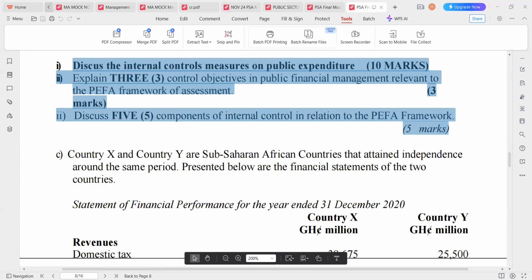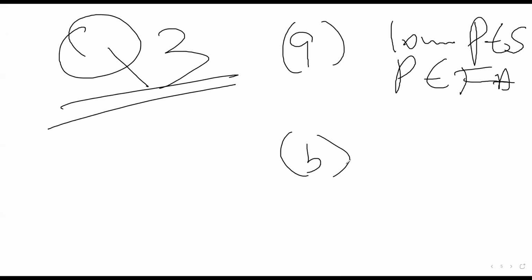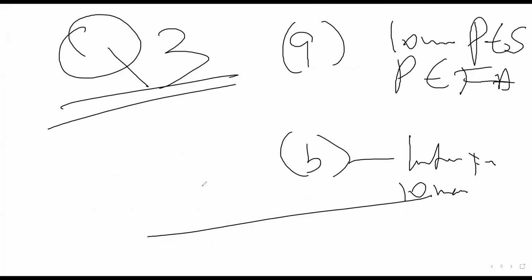Then the B part has to do with, you see, I said that there are two. The B is interpretation of financial statements. It's 10 marks. So you have to understand how to prepare common size, both performance and position.